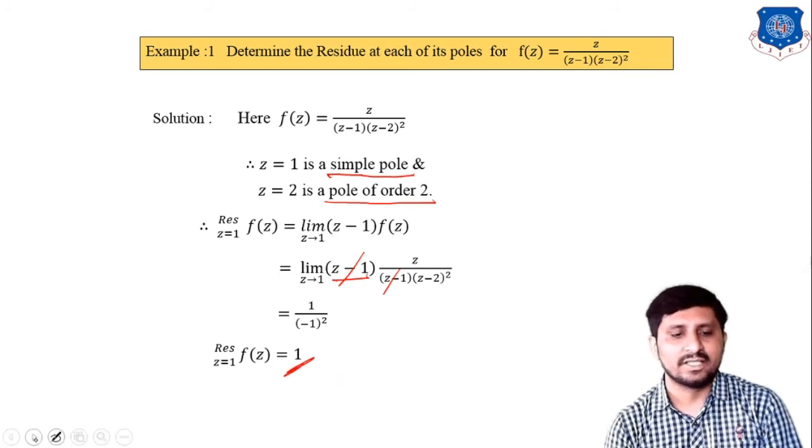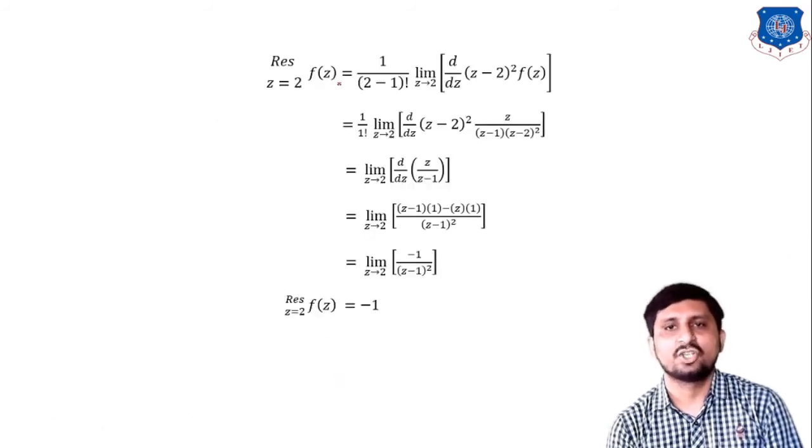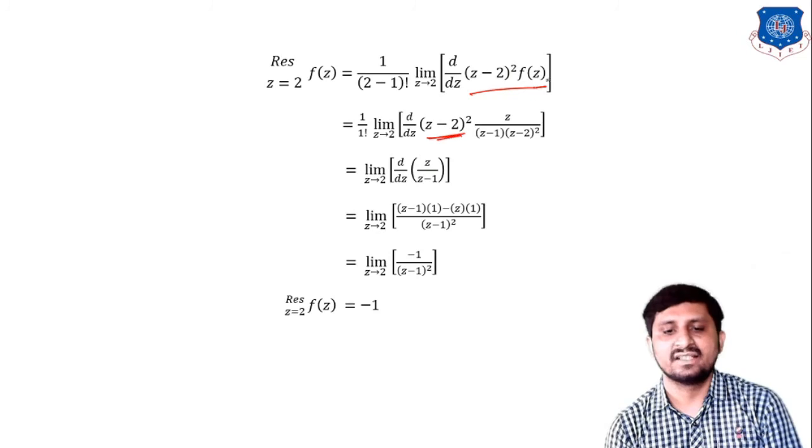Now similarly, suppose we want to find the residue of f of z at z equal to 2. The formula is 1 upon (m minus 1) factorial, and we know that 2 is a pole of order 2. So 1 upon (2 minus 1) factorial, that is 1 factorial, limit z tends to 2, d by dz of (z minus 2) whole square into f of z. Now instead of f of z, the function is z upon (z minus 1) into (z minus 2) whole square. So this (z minus 2) whole square cancels out.